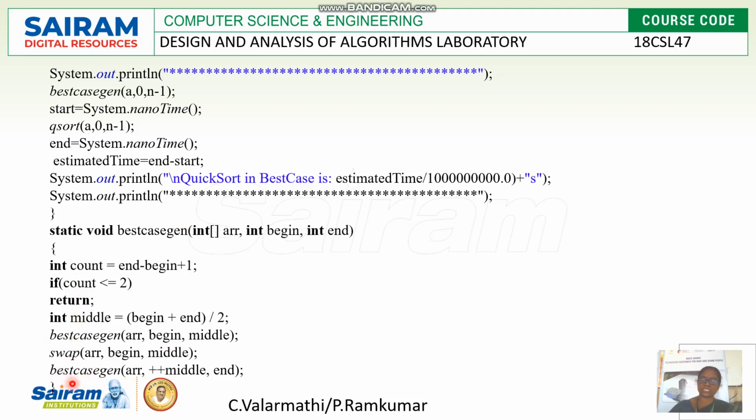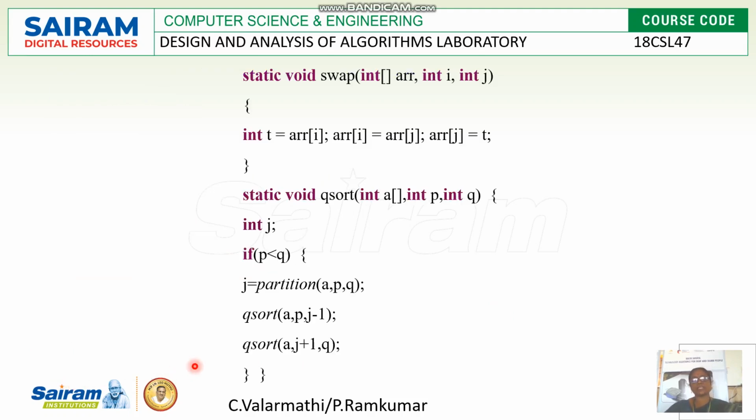It will also have the swap function. Swap is nothing but the interchanging of variables. So it takes 3 steps. First A of i is stored in the temporary variable. Then A of j is moved to A of i. Then whatever is stored in the temporary variable is moved to A of j. So likewise this swapping of 2 numbers is performed in the swap function.